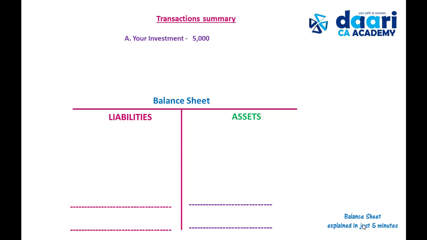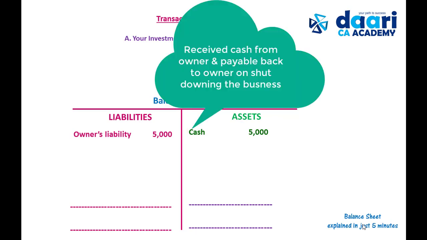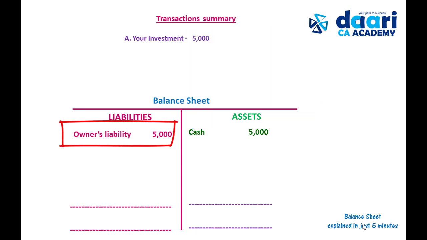First thing, you have invested 5,000 rupees in the business. So first of all, it will be recorded on the asset side, cash 5,000. Why? Because the business entity is receiving cash, and at the same time this cash that we took from the owner is payable back at the time of shutting down the business. Owner's liability 5,000 will be recorded on the liability side.